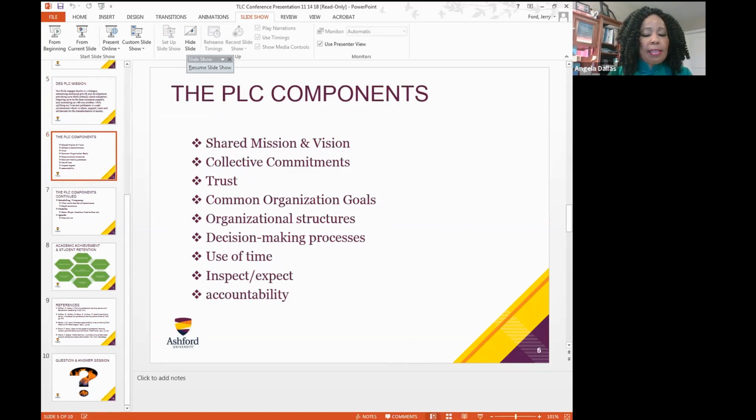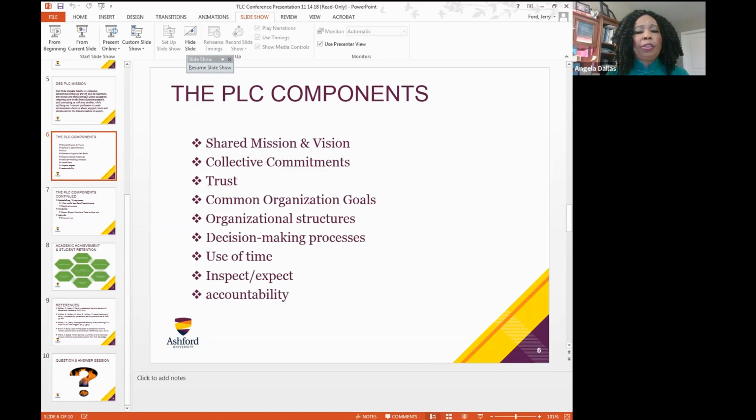The components of the PLCs: you have to have a shared vision and mission. Everybody has to be on one accord. There are collective commitments. We have to trust each other. We have common organizational goals, organizational structures, decision-making processes, the best use of our time. We inspect what we expect, and everybody is accountable.